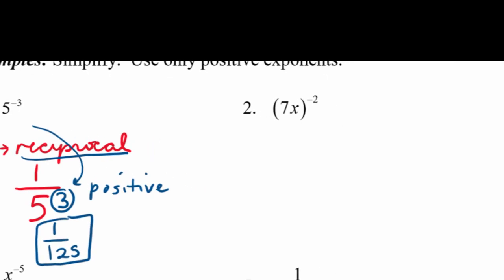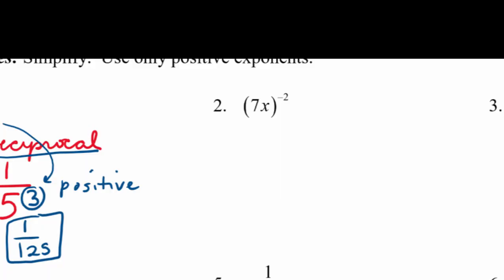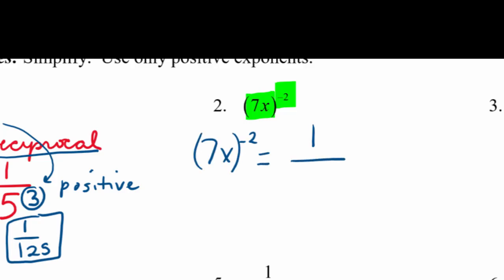In number 2, notice what we've got. We've got 7x in a parenthesis, that's your base, and it is being raised to the negative 2 power. Again, take your base and you're going to write 1 over, and then keep your base in the parentheses, but now your exponent is going to change to a positive 2. See that? So the sign gets changed.